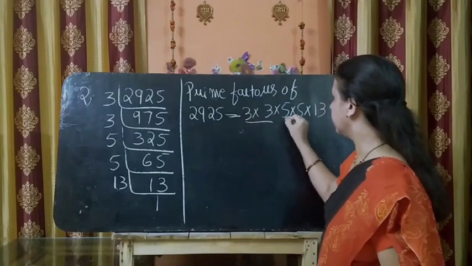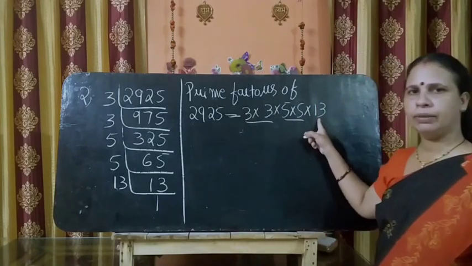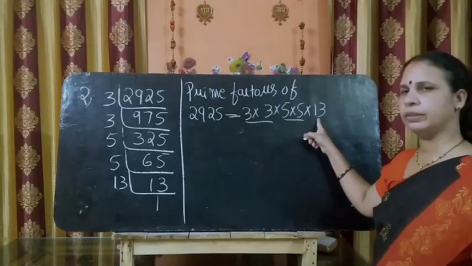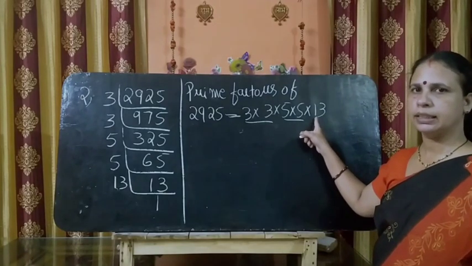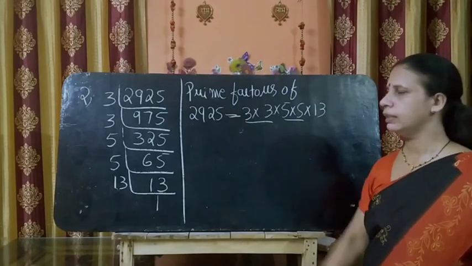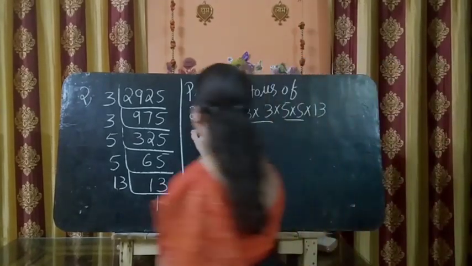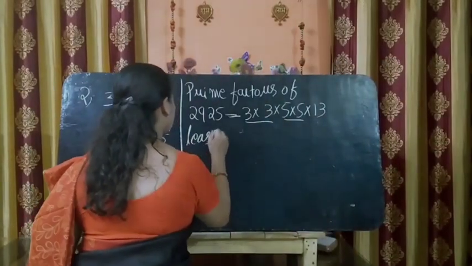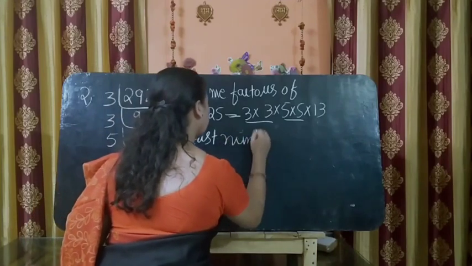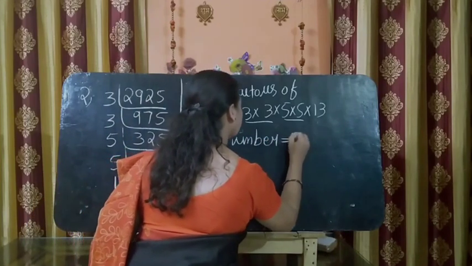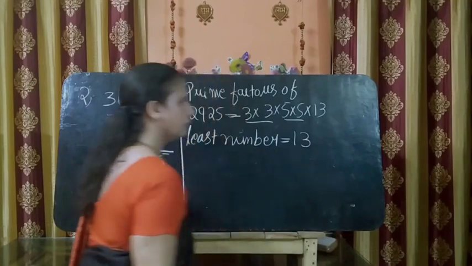Make these pairs. One number is left without pair, that is 13. So, what is the least number? Here the least number is 13. Least number equals 13.